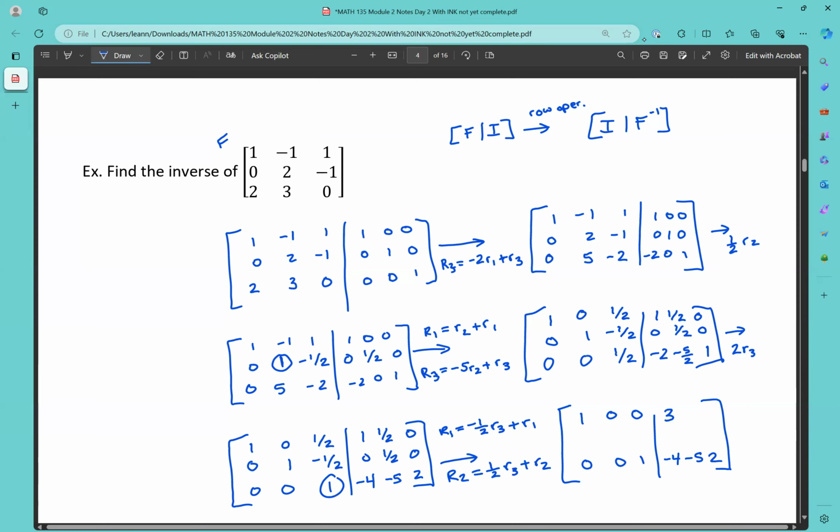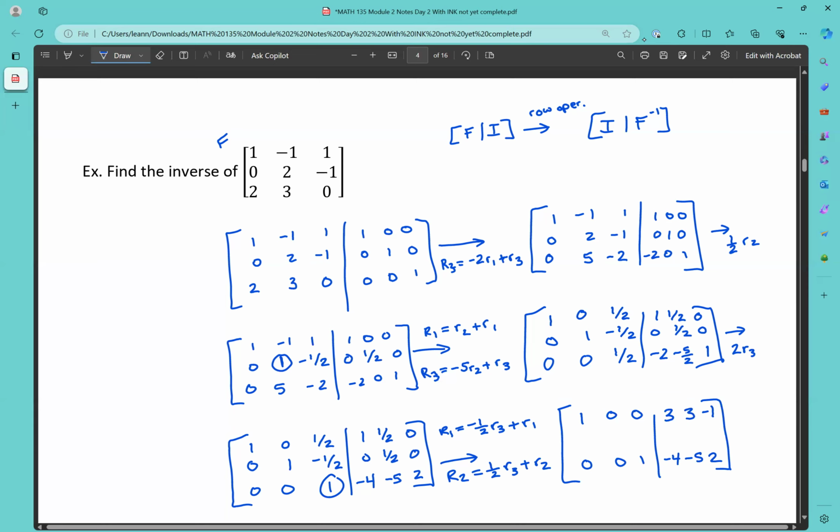Negative 1 half times negative 5 is going to be positive 5 halves plus a 1 half. That's going to be 6 halves, which is actually 3 if it reduces. Negative 1 half times 2 is just negative 1 plus a 0 is a negative 1. So notice we ended up getting nice answers here because the way the halves added up made them divisible by 2. Okay, now let's look at row 2.